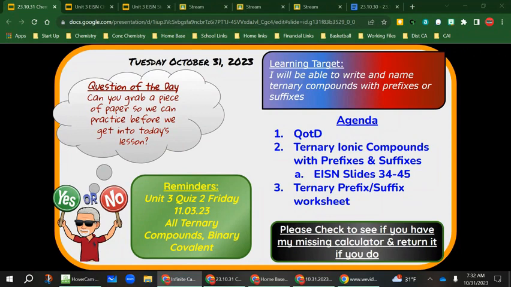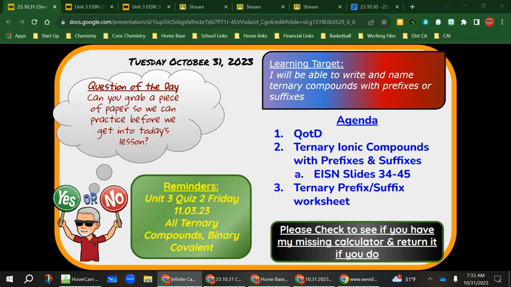Okay, ladies and gentlemen, a couple of things. Okay, my turn for a while. Declan, zip it. Number one, we are getting down there. We are under 3 weeks until our final exam. Today we are going to talk about ternary compounds with prefixes and suffixes. We'll explain to you what that means.